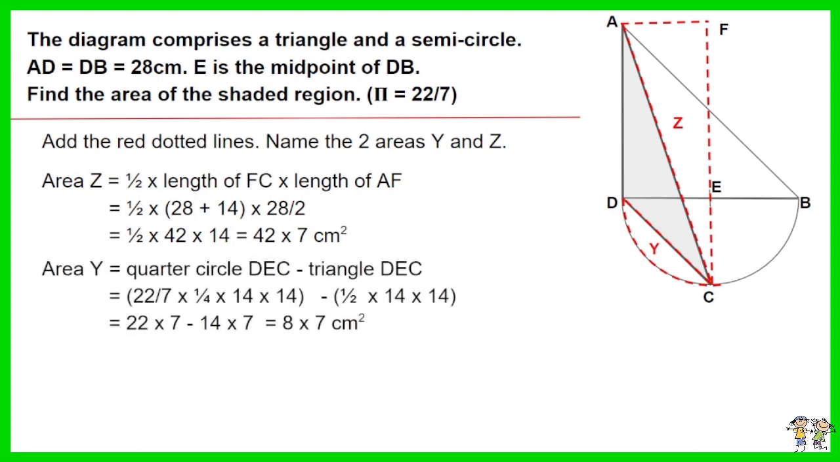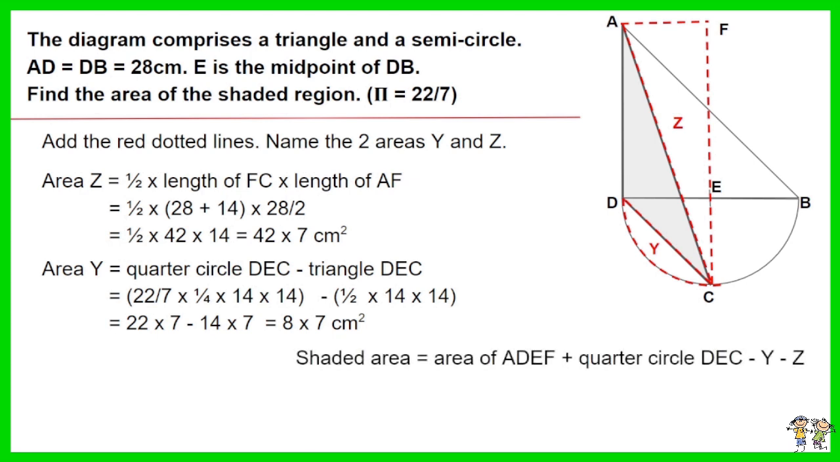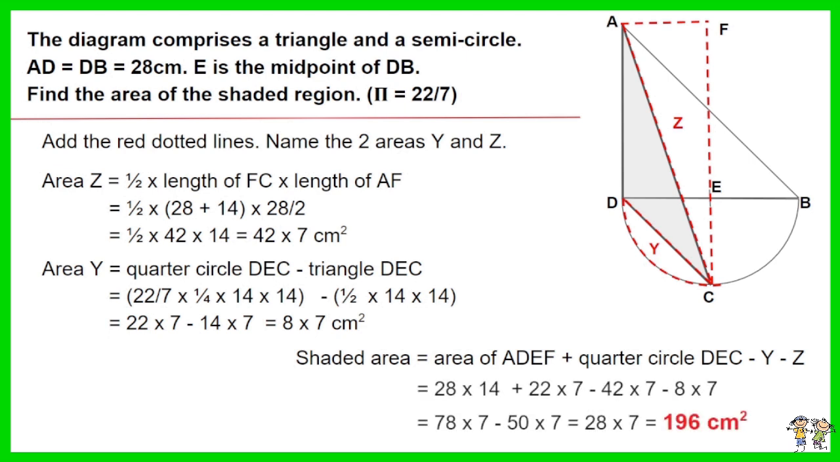Area Y equals quarter circle DEC minus triangle DEC. Work out the equation. You have 8 times 7 centimeters squared. Shaded area equals area of ADEF plus quarter circle DEC minus Y minus Z. Work out the equation. Your answer is 196 centimeters squared.